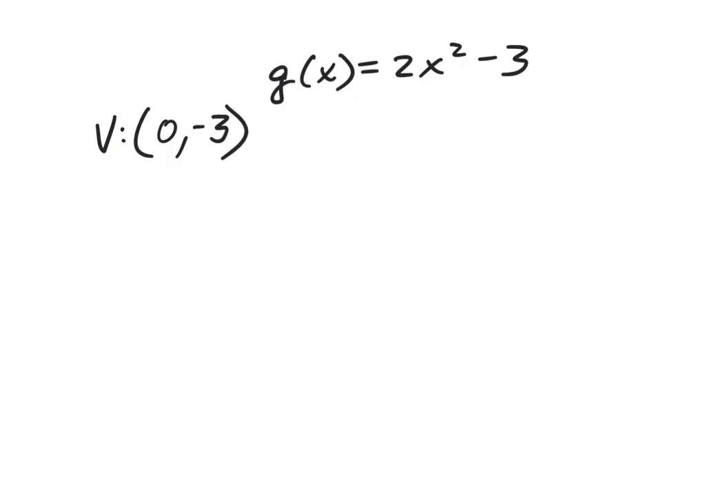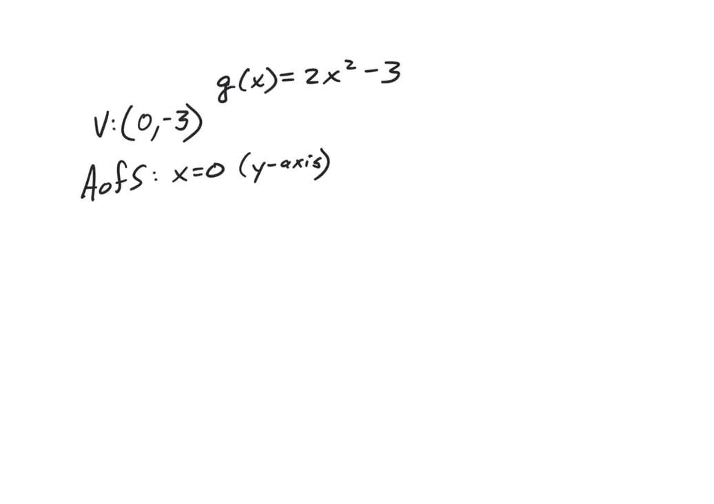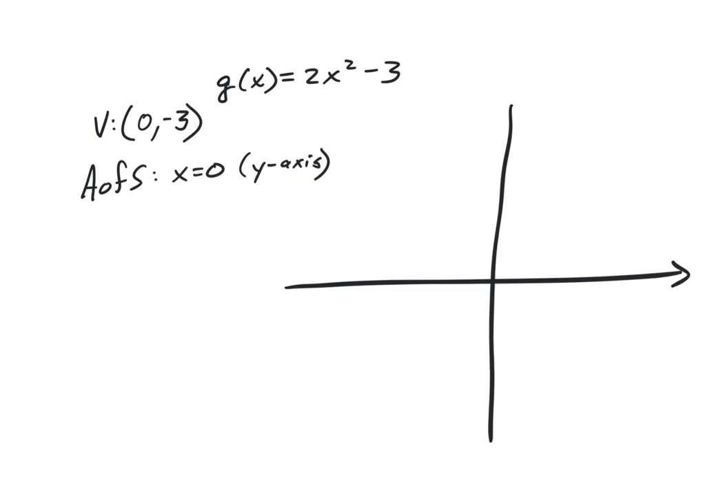So anytime it's missing a B value, the vertex is going to be based off of what this number is here. If this was a +3, it would go up 3. If it's -3, it goes down 3. My axis of symmetry is, once again, x equals 0, or the y-axis. So I'm going to go down 3.